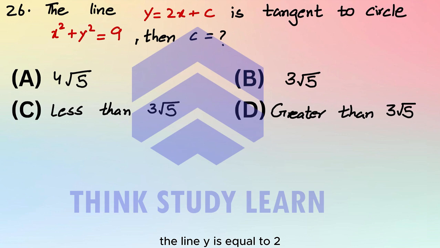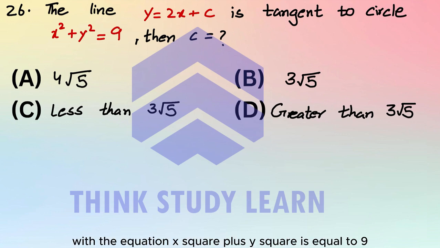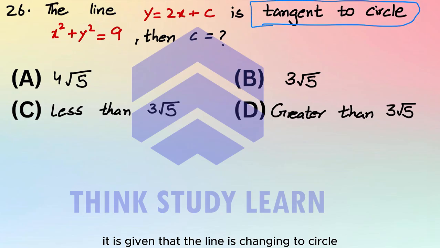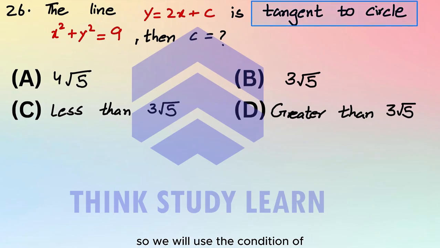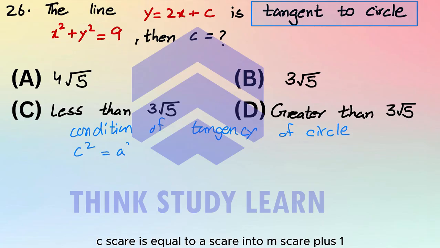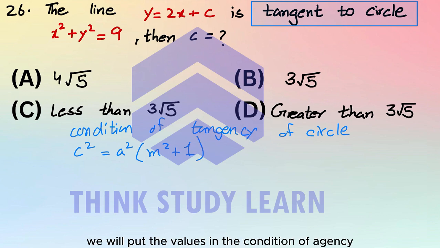The line y is equal to 2x plus c is tangent to the circle with the equation x square plus y square is equal to 9. Then find the value of c. So in the question it is given that the line is tangent to the circle. So we will use the condition of tangency of a circle, that states c square is equal to a square into m square plus 1. So simply we will put the values in the condition of tangency and find out the value of c.